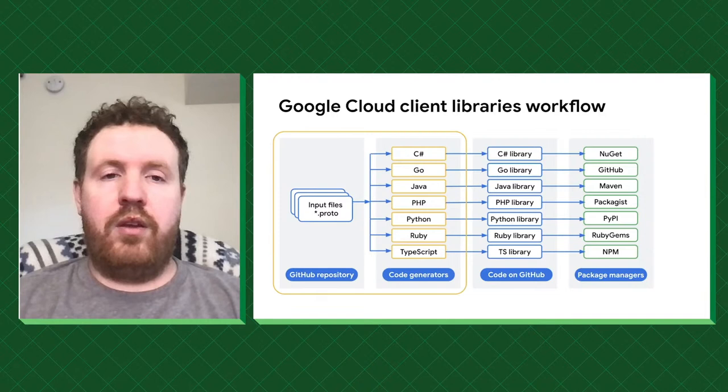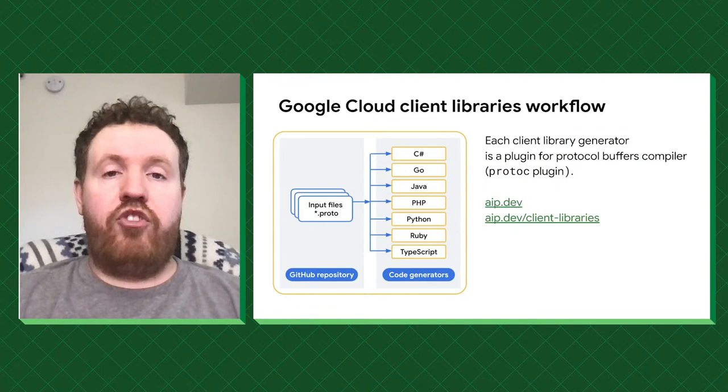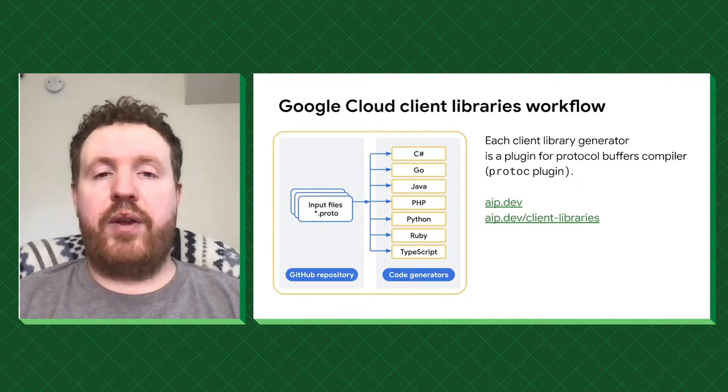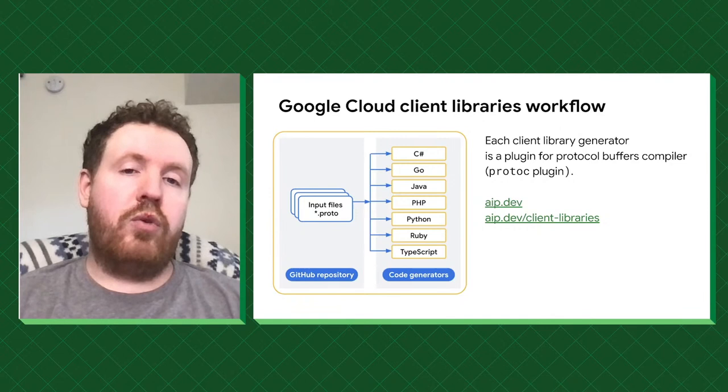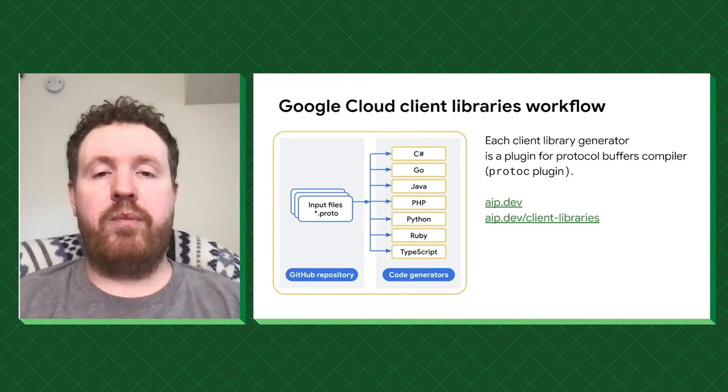Today we are going to talk about the generation part of the workflow. There is a separate code generator for each of the 7 languages we support. Each generator takes an API definition as an input, and those definitions are in protocol buffers format, published on GitHub. So technically, each client library generator is a plugin for protoc, the protobuf compiler. I won't go deep into the client library specifics here. Please check out aip.dev for information about our standards for proto definitions and aip.dev/client-libraries for the client library generators.